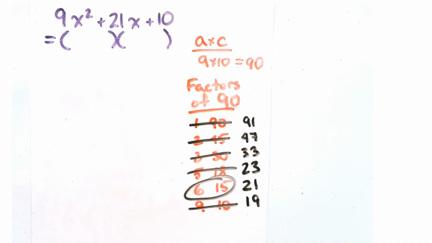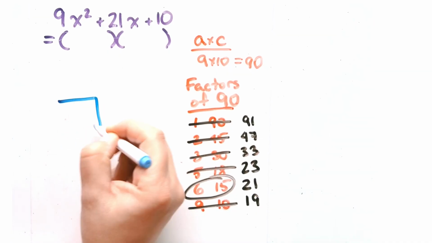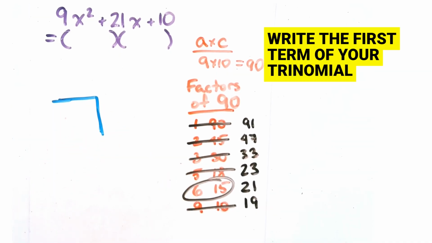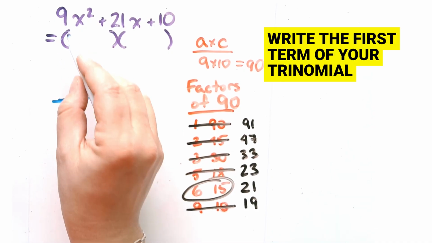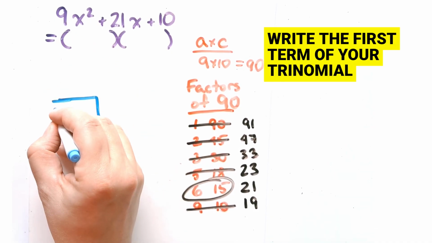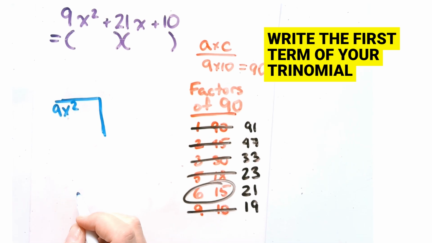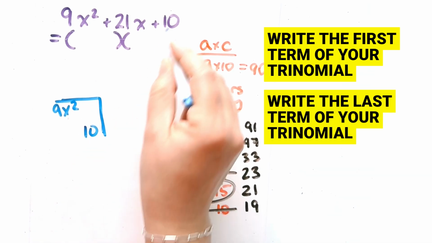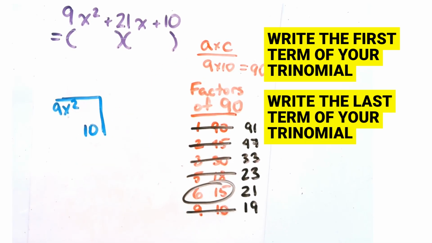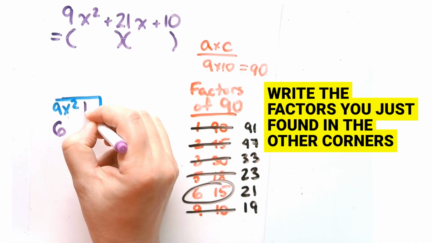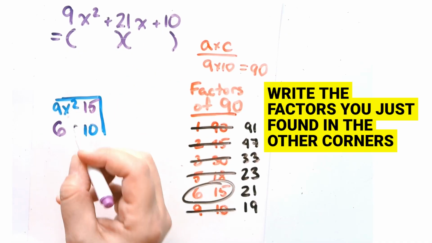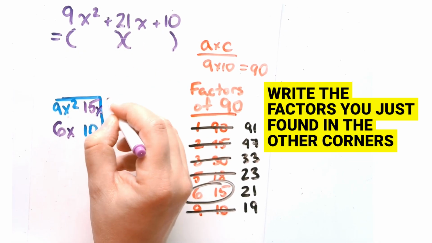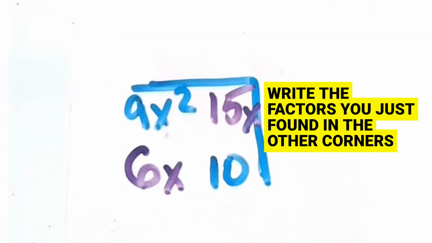In this next part, you're going to draw a little box, and I just write two sides of a box just because it's quicker. And in one corner, you're going to write the first term, 9x squared. In the last part, you're going to write 10, the last term, the c value. And in the other corners, you are going to write these two numbers, and it actually doesn't matter which order you do it. So here I'm going to write 6, and here I'm going to write 15. Now, however, this is 6x, so you need to write the x, and this is 15x, because I'm breaking this value up.